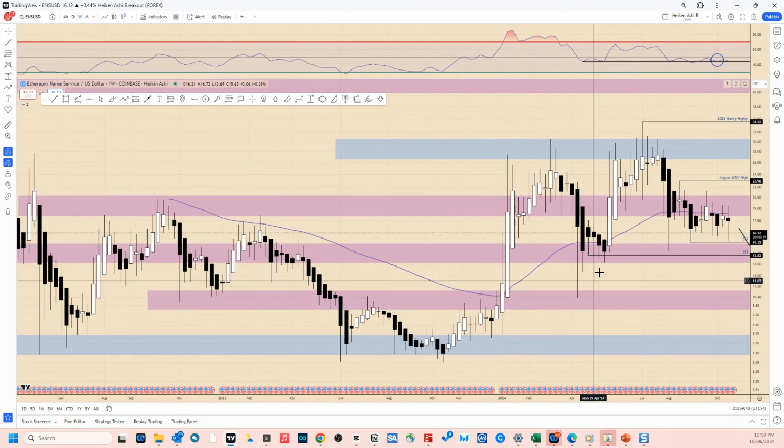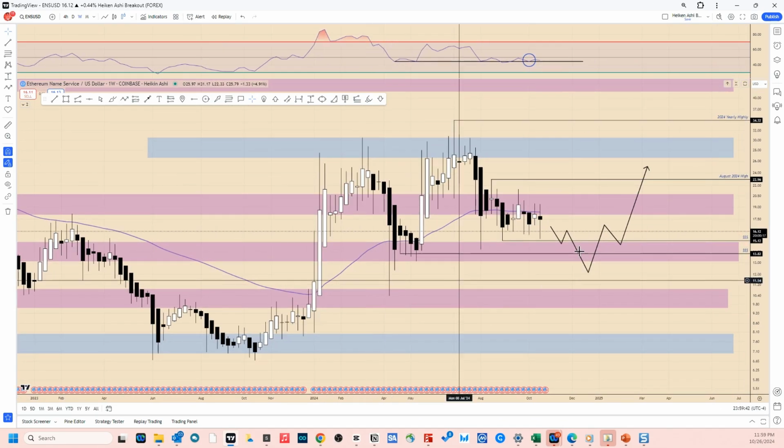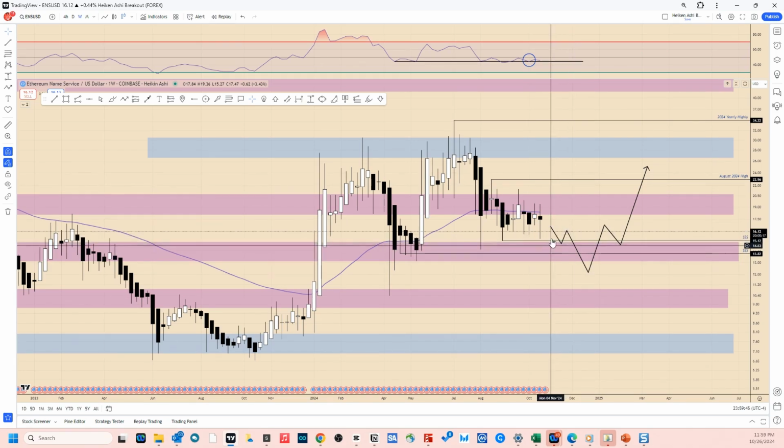So you're looking for price to be somewhat near these levels. This price here, it just seems like it's a little bit too far away for me with my key level. So I'd want to see it a little bit further down here before I make any type of trades or investment into this.